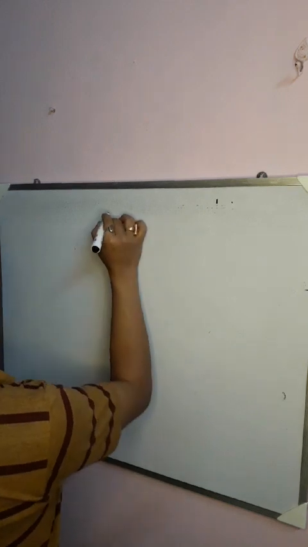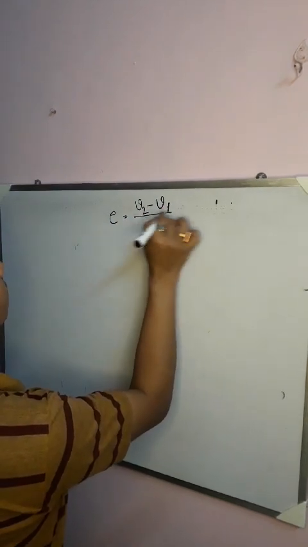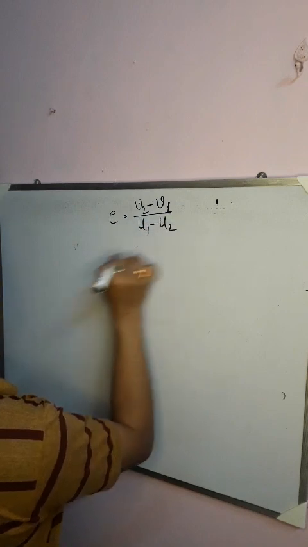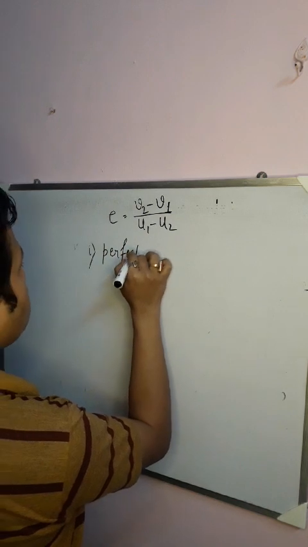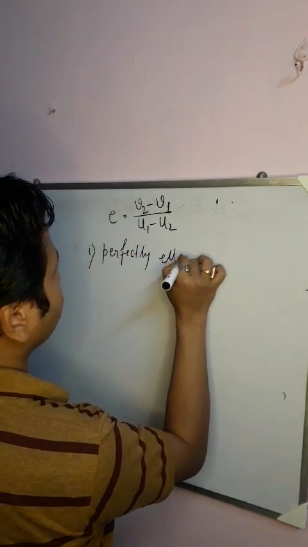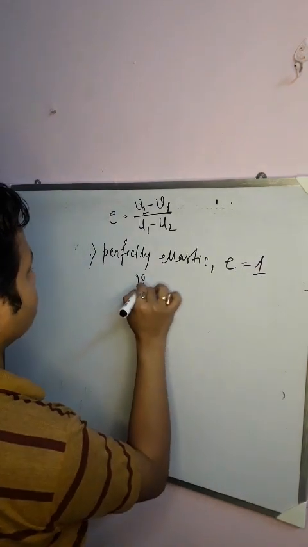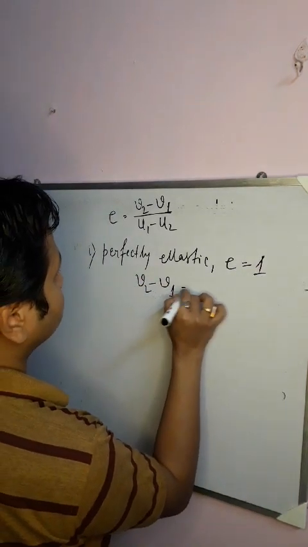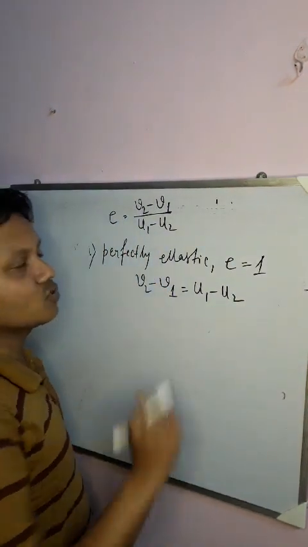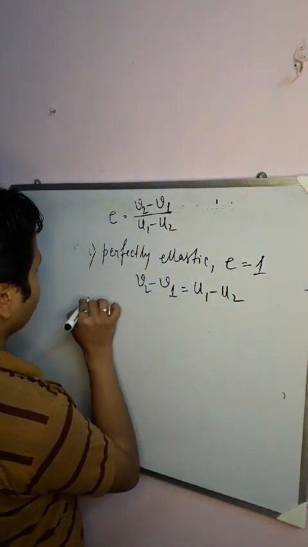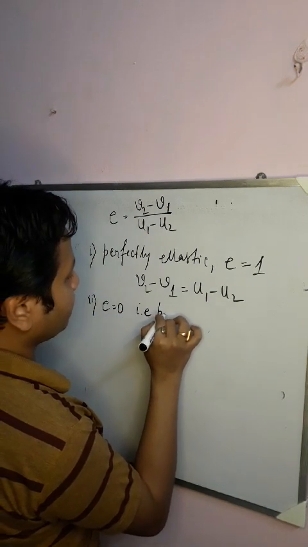Now we write E as v2 minus v1 by u1 minus u2. So if the collision is perfectly elastic, then we can write E as 1. That means v2 minus v1 equals u1 minus u2. If E is 1, this is known as perfectly elastic, and if E is 0, that is a perfectly inelastic collision.